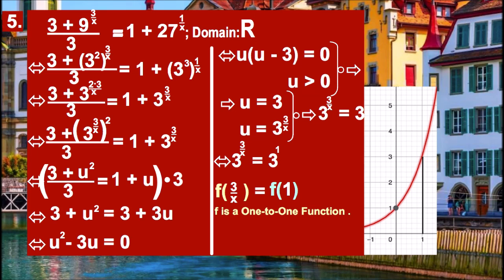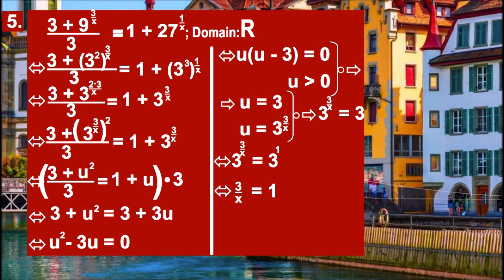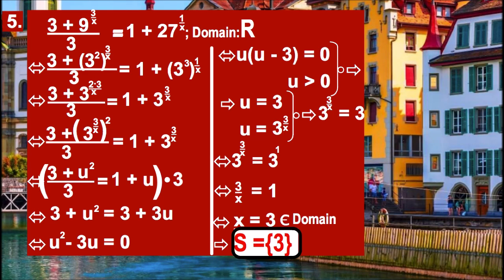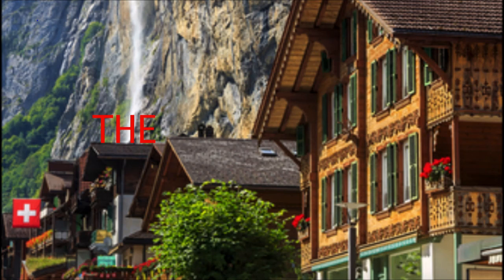f is a one-to-one function, and we can just get rid of it without losing or gaining any solutions. Equivalent to 3 over x equals 1, which is equivalent to x equals 3. This belongs to our domain since our domain is the set of real numbers. Thus, we can conclude our set of solutions is the set made of 3. The end.